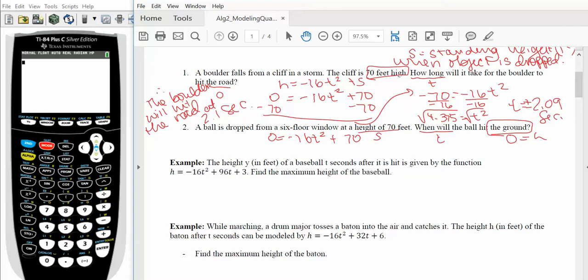So if I subtract 70, I get negative 70 equals negative 16t squared. So now I'm going to do it again. Negative 70 divided by negative 16.